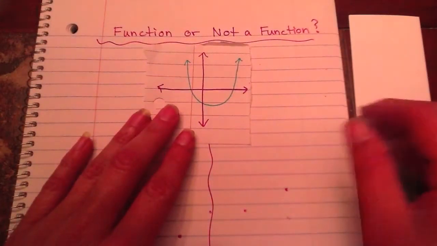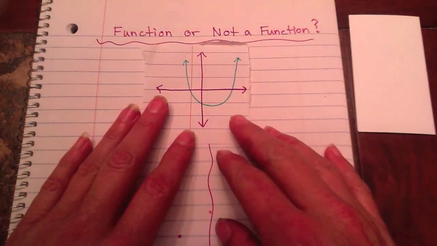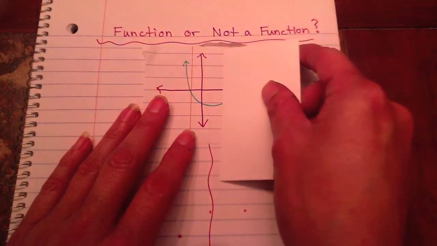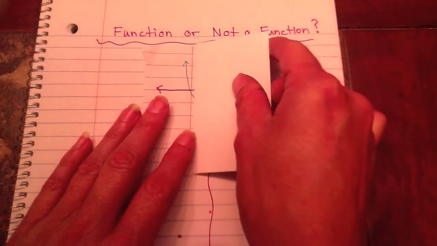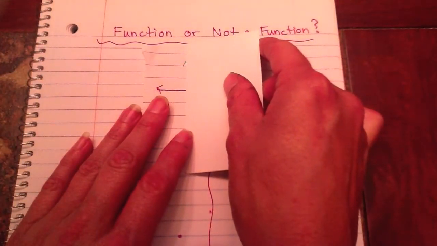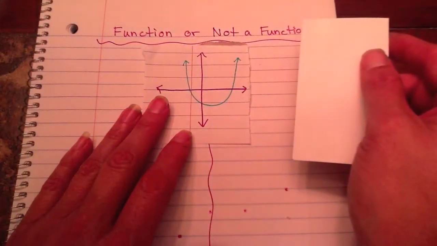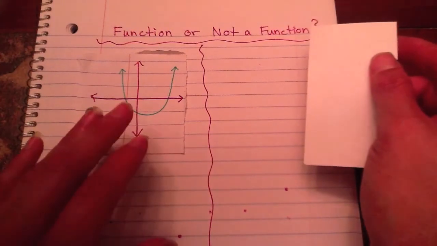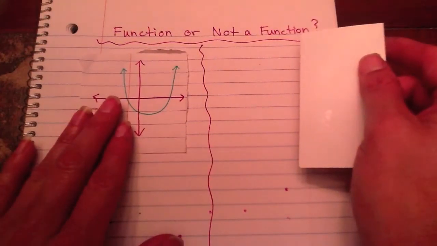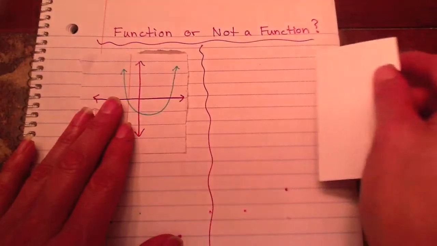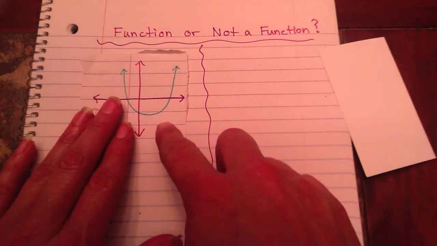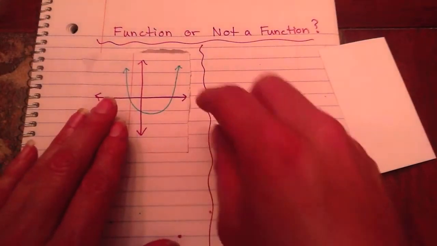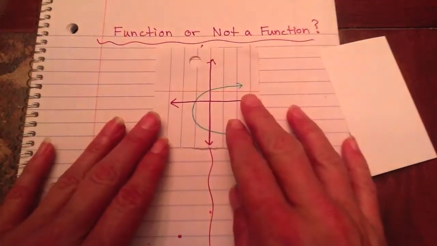Is this a function or not a function? Again, you go with that vertical line test. It never actually crosses twice. Right here it gets really, really close, but it never does. So that is a function. It's like a U. It's called a parabola. These are quadratic functions, which you're going to be dealing with second semester. And then after you're done drawing that, let's talk about that for a second.